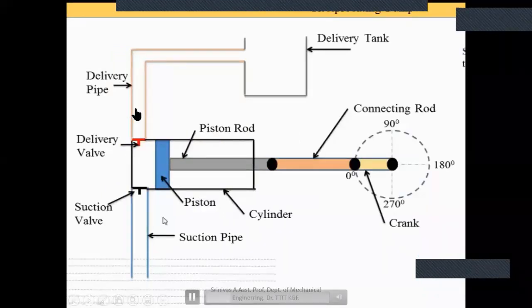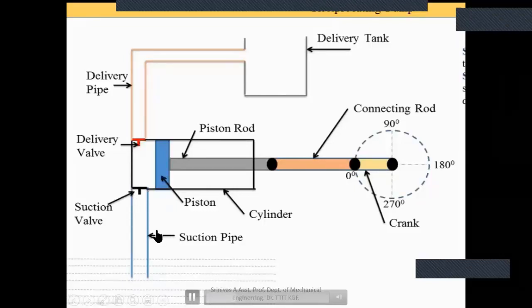And next, the delivery pipe. Before the delivery pipe, there is a delivery valve. Through this, the water is supplied to the delivery tank. So these are the constructional parts of the reciprocating pump. Then we'll come to the working. The purpose of the suction pipe, suction valve, piston, plunger and all, we'll discuss one by one.